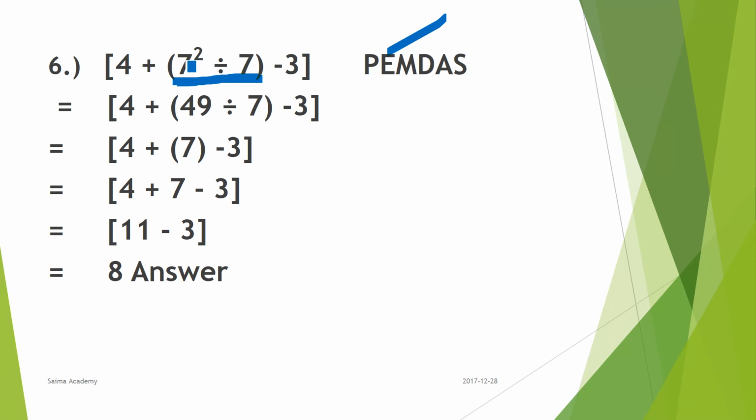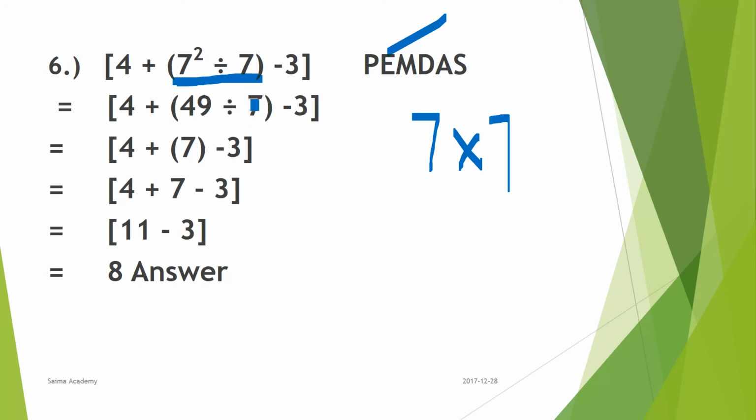So 7 square does not mean that 7 times 2 is 14. If you write down 14, it is wrong. It means that you have 7 two times. 7 times 7 is 49, right? Please keep in mind, this is a very important thing. Normally people do 7 times 2 is 14. No, it's wrong. You have 7 two times. 7 square is 49, divided by 7.